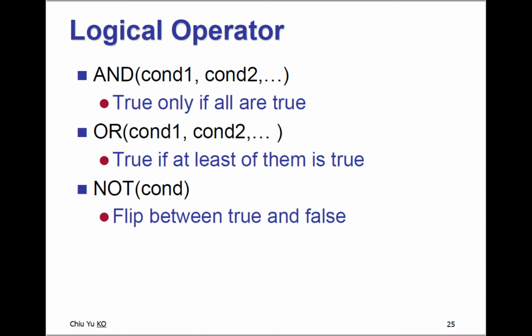Sometimes we want to combine multiple conditions, which requires using logical operators such as AND, OR, NOT. It's commonly used in almost all programming languages. AND means only if all conditions are true, then it becomes true. Otherwise, everything is false. OR means it's the complete opposite: whenever at least one of them is true, then it's done. And NOT just flips true to false, and false to true.